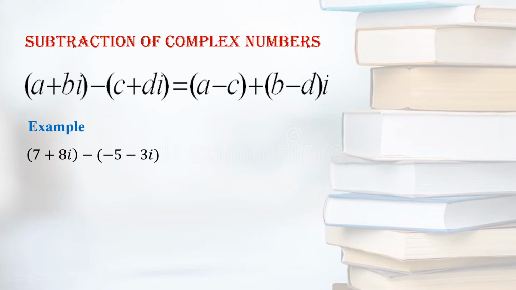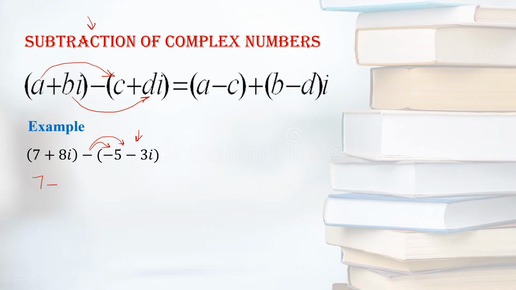Similarly, if the question comes about the subtraction of the complex numbers, same procedure applies. Subtract the real number with the real number and imaginary number with the imaginary number. That's it. So 7 plus 8i minus, in the bracket, the other complex number is written in the form of negative 5, negative 3i. So before doing anything, what we do always, we open it, means by distributive property, and distribute this negative with the other signs.